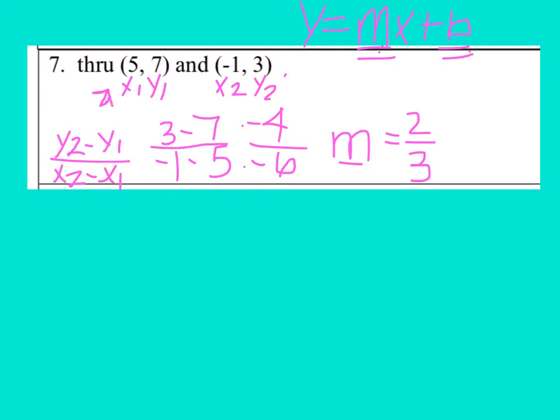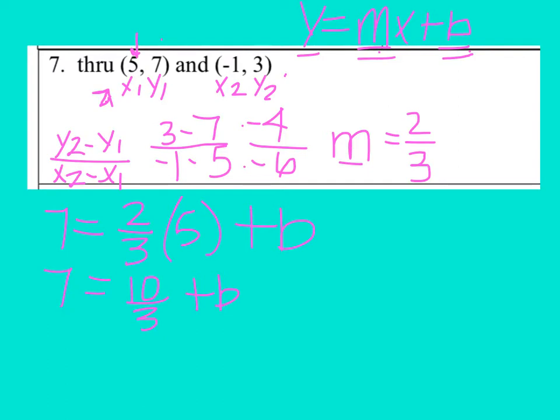Alright, so first thing I'm looking at is my y. My y is 7. My m I solved for, it's 2/3. I have an x of 5 right here, plus b, because that's the thing that I'm solving for. So I need to multiply 2/3 and 5. And after I multiply those, I'm going to get 10/3 plus b.